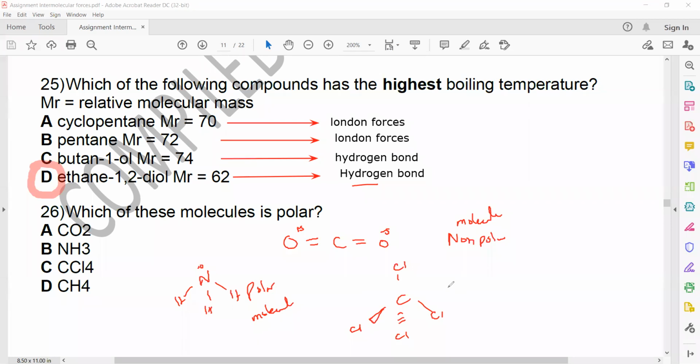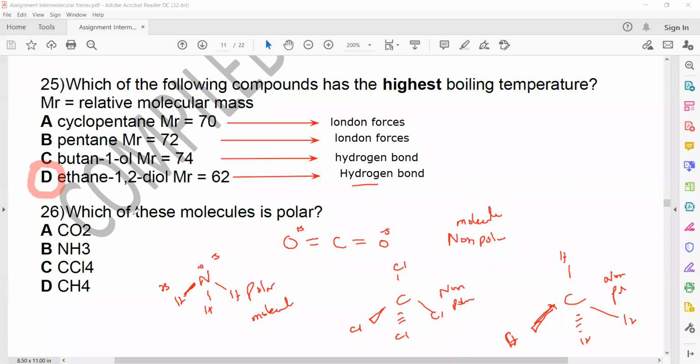Carbon tetrachloride has a tetrahedral structure. The bonds will be polar but the overall molecule is having a symmetry, so it will be a non-polar molecule. And the same thing for CH4, the bonds are non-polar because of a small difference in the electronegativity between carbon and hydrogen, as well as the molecule is non-polar. So this is non-polar, this is also non-polar. But in case of NH3, because there is no symmetry here, the overall molecule will be a polar molecule.